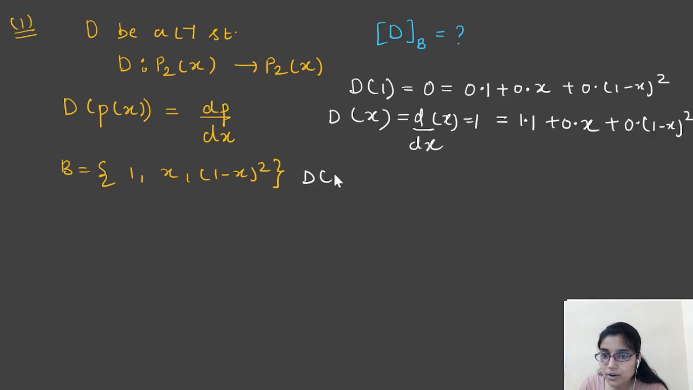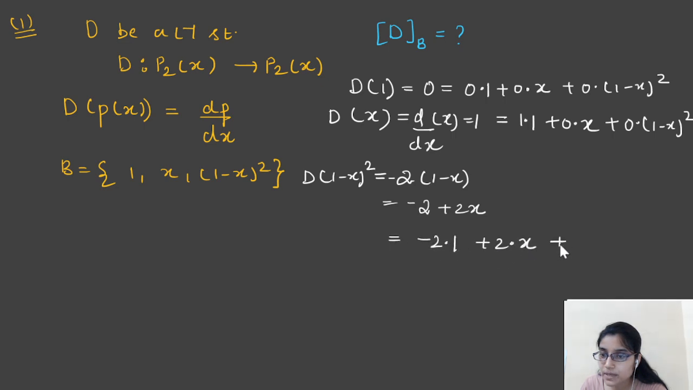Next we have D of (1 - x)^2. Its derivative is going to be 2 times (1 - x), but here one more thing, after the power we have to take the derivative of the inner function. It is -2 times (1 - x), so this is -2 + 2x. So I can write it down as -2 into 1 plus 2 into x plus 0 into (1 - x)^2. See, the process is so simple that we learned in our last class, and we are just doing all those things on the basis of that.